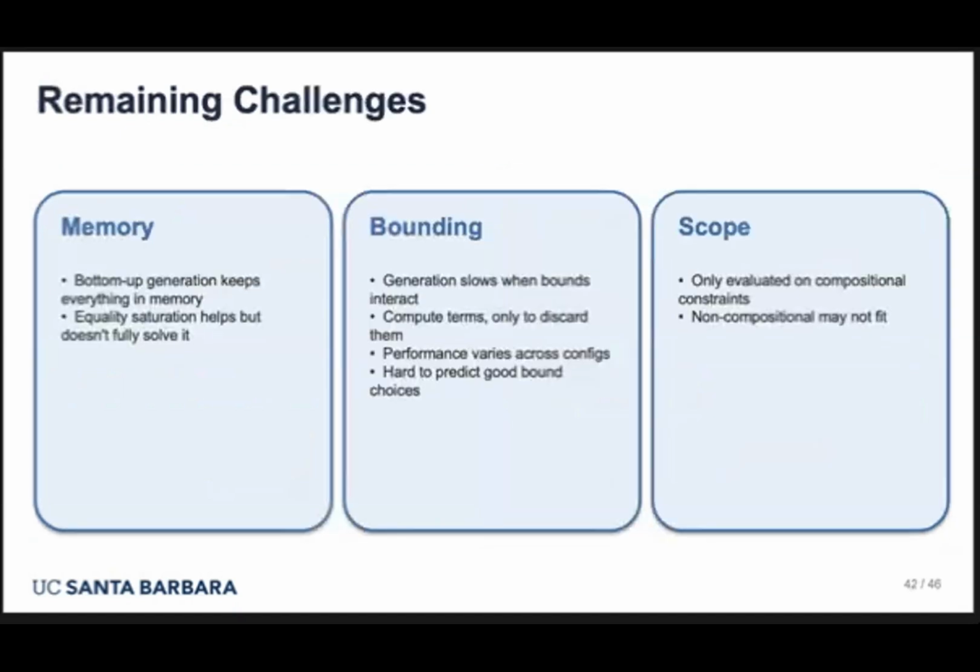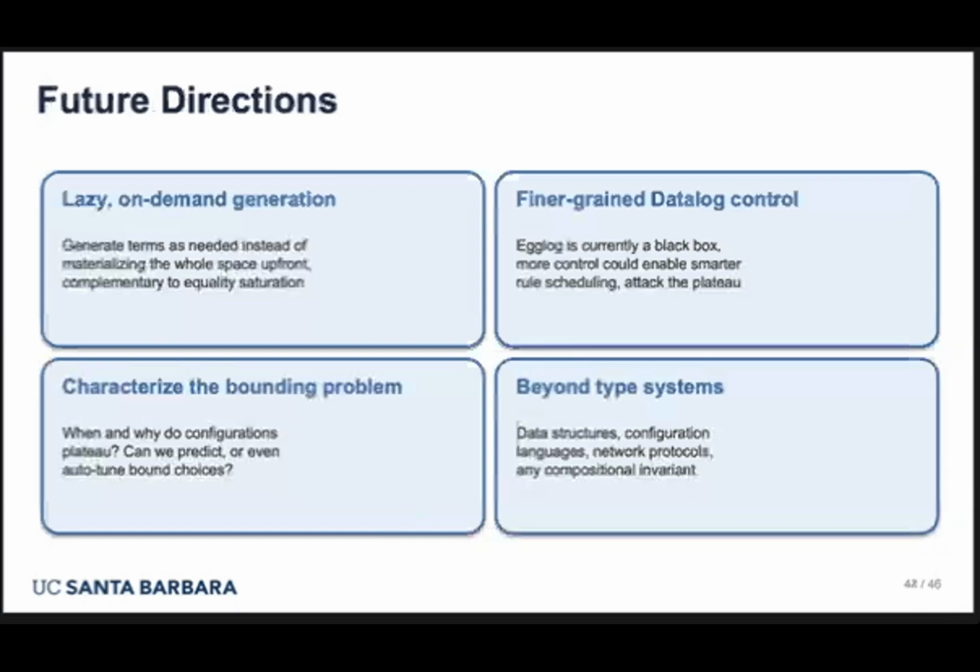But the three remaining challenges we have are, first, we still have an issue with memory, as equality saturation helps, but it doesn't really fully solve the issue. We still have all this weird behavior with bounding that we haven't quite figured out yet. And then scope might be something to look into, as we only handle things with compositional constraints. So where do we go from there?